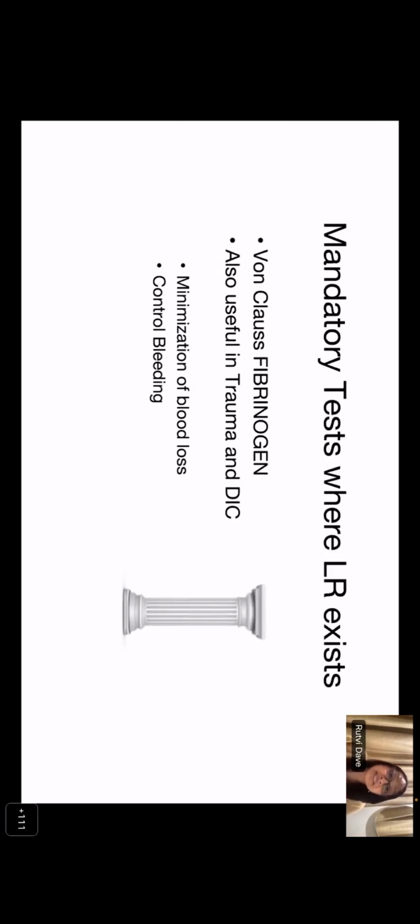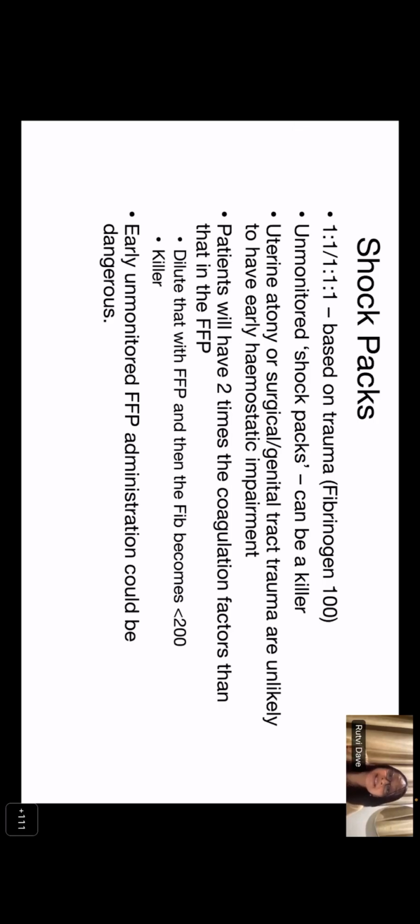So the mandatory test which should be there in places where a labor room exists is Clauss fibrinogen. This test is also useful in trauma and DIC, and utilization of this test will help in minimizing the blood loss and control of bleeding. So the shock packs are the empirical 1:1:1 products based on the data derived from trauma which are given. These unmonitored shock packs can actually be a killer in pregnancy.